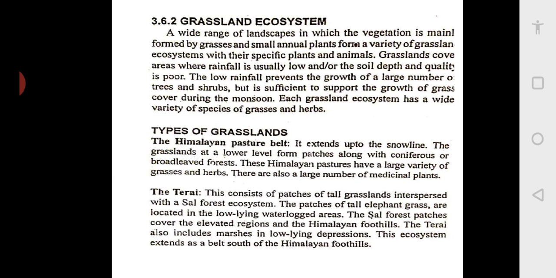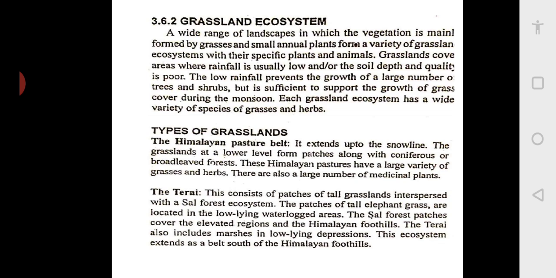The Himalayan pastures have a large variety of grasses and herbs. A lot of medicinal plants are also available in the Himalayas. I think you have seen the Ramayana, where Lord Rama sends Hanuman to get the Sanjeevani booti from the Himalayas. So there are a large number of medicinal plants, and a lot of Ayurveda. India is very famous for the Ayurvedic system of medicine, which has been prevalent for thousands of years now, and it is able to take care of mankind in a better way. So these are available in the Himalayan pasture belt.